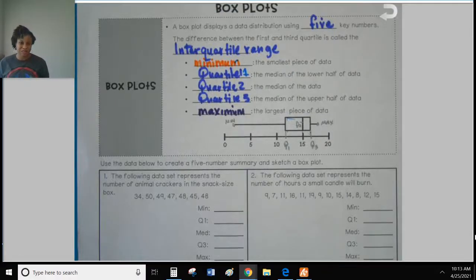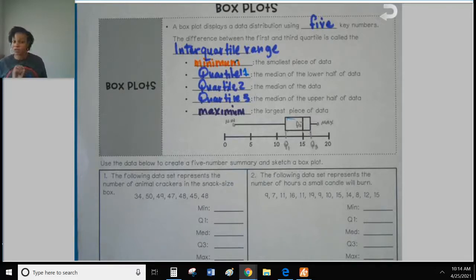Back to Jackson Squared. Today we're looking at TEK 6.12a and 6.13a, which say interpret numerical data summarized in dot plots, stem and leaf plots, histograms, and box plots. 6.12 says represent numerical data graphically, including dot plots, stem and leaf plots, histograms, and box plots.